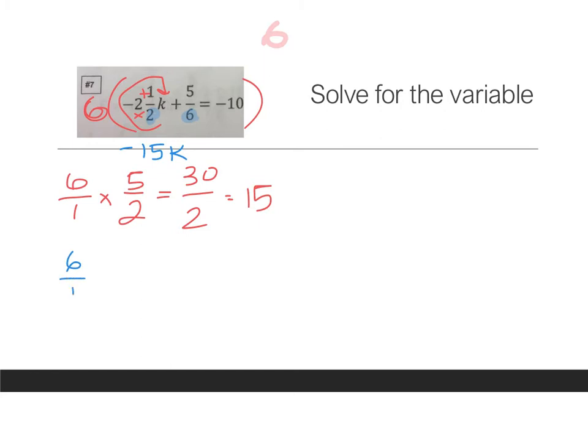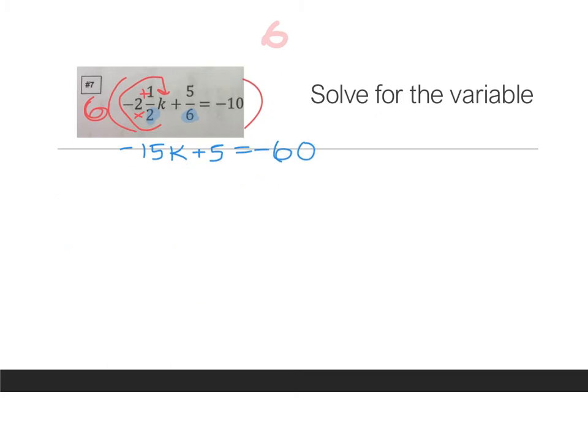So 6 over 1 times 5/6, which is going to give me 30 over 6, which is 5. So then I get a plus 5. And then lastly, I need to multiply 6 times -10, and that's going to give me equals -60. All right, so now I've got a problem here that I can solve.